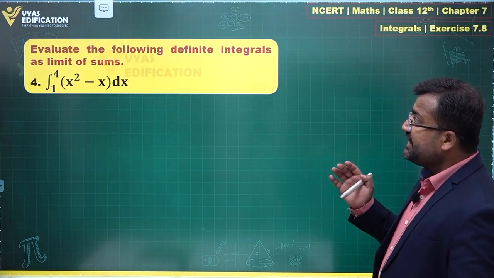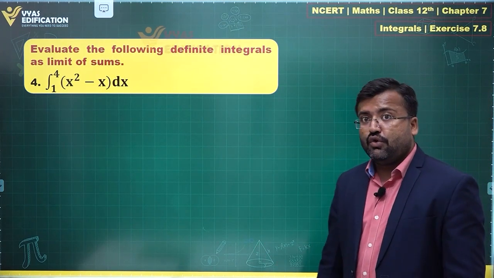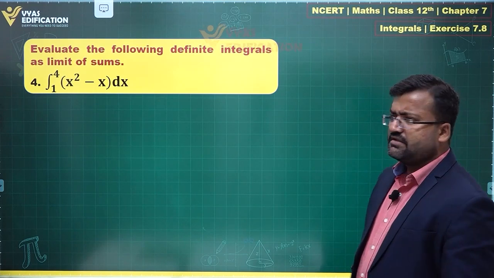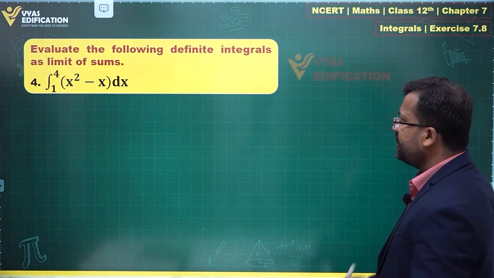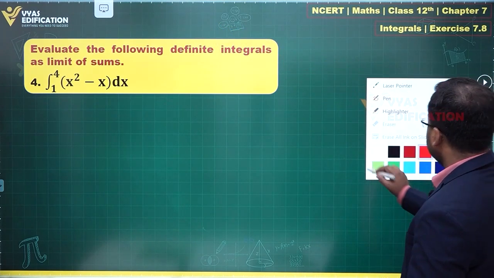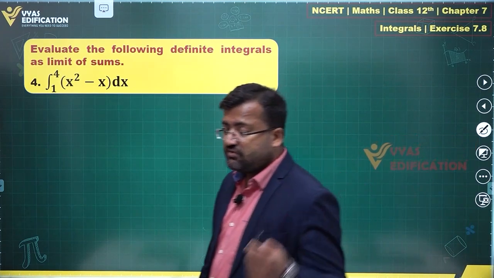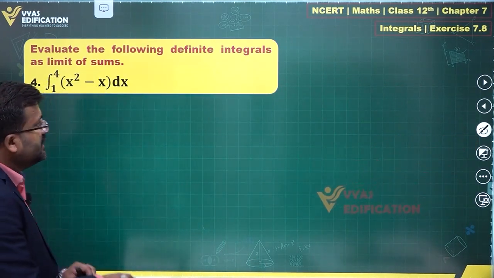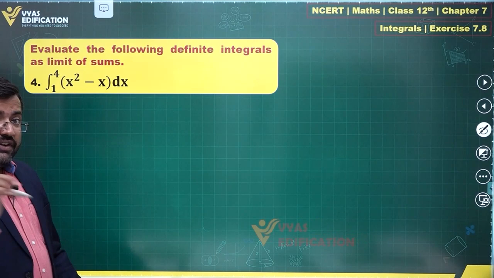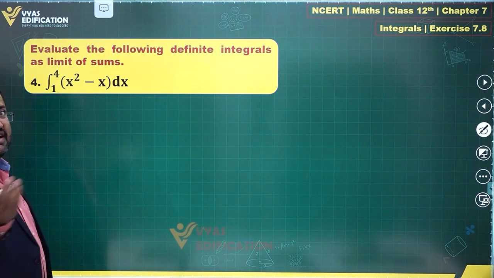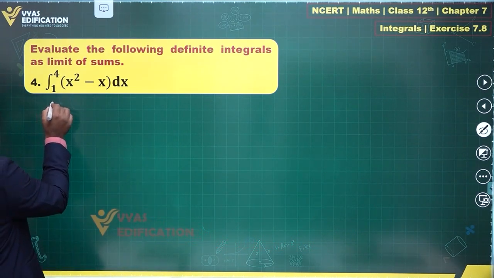Question number 4 says evaluate the integral from 1 to 4 of x square minus x dx. Now how will we do that? Once again, the process is simple. We have seen this process, and let's observe that process again. The conversion of a definite integral to a limit as a sum will follow these steps.